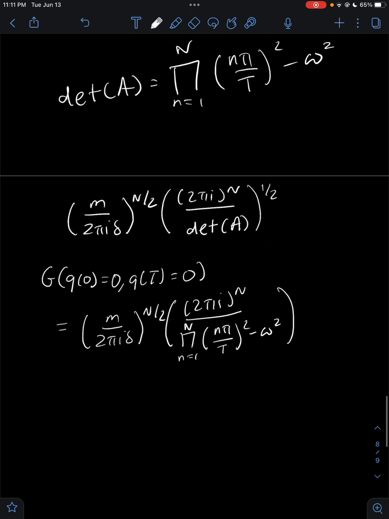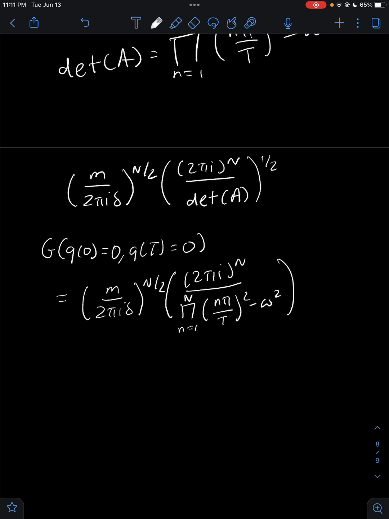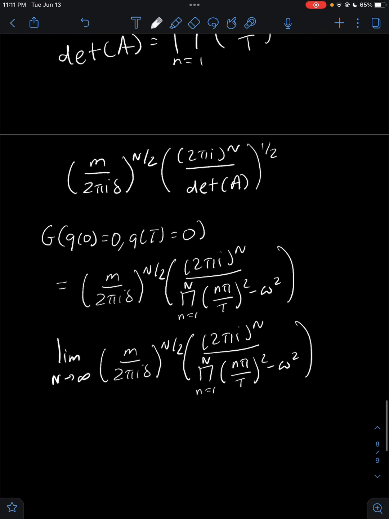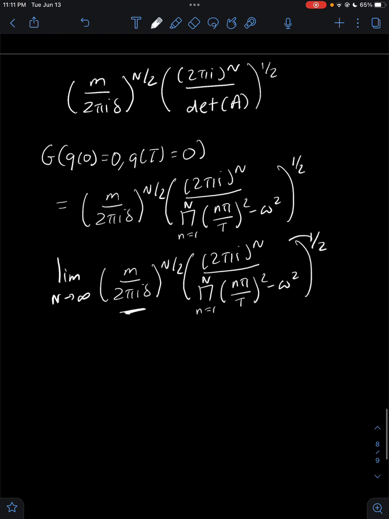And then here we've just plugged in the determinant. Now what we have to do is always take the limit as n approaches infinity so we can have continuous paths. So let's actually take that limit here. To take the limit, we can notice some things. This over here should be to the 1/2, by the way, so we can distribute the 1/2. This is going to be n over 2.